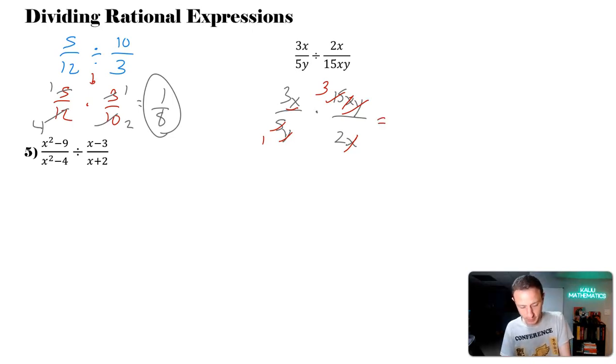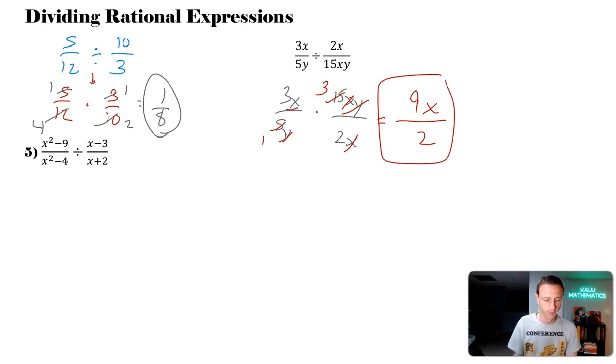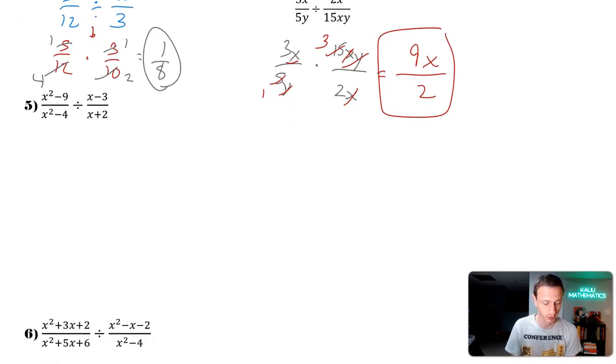So on top, 3 times 3 is 9. And then I have that factor of x. And on the bottom, I just have a 2 left over. So 9x over 2. So if you know how to divide fractions and multiply fractions, then dividing rational expressions, similar to multiplying rational expressions, shouldn't give you that much pushback.